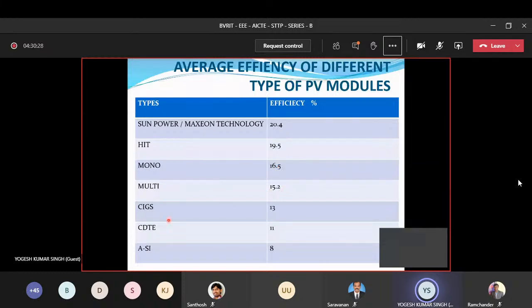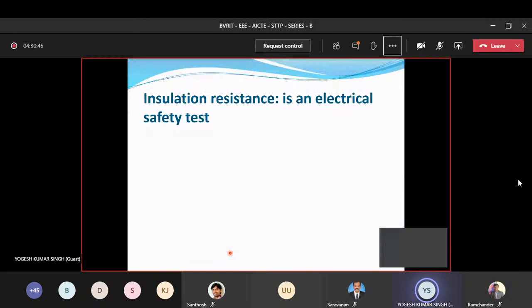Then we have the CIGS. The CIGS means copper, indium, gallium diselenide, and the efficiency in that particular module is around 13%. Then we have the CdTe module where the efficiency is around 11%. And then we have the amorphous silicon, the efficiency is around 8 to 10% on such type of module.